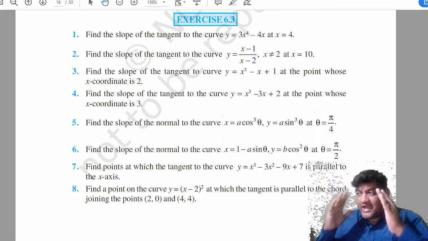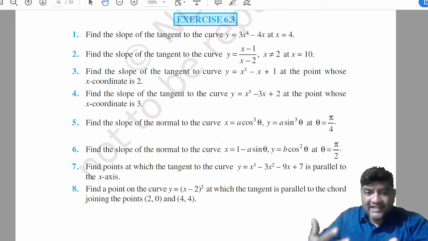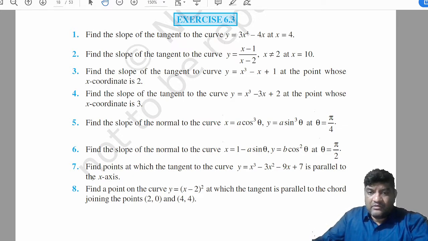Now, you also need to have an idea as to what happens when the tangent is parallel to the x-axis. What happens to the slope? When the tangent is parallel to the x-axis, the slope is 0. Parallel to the y-axis, slope is infinity.